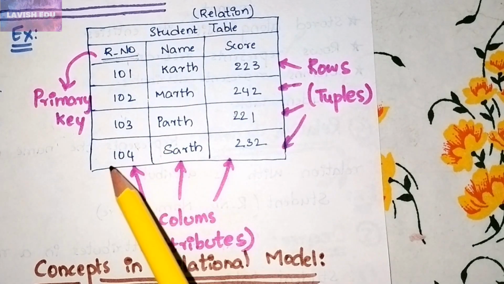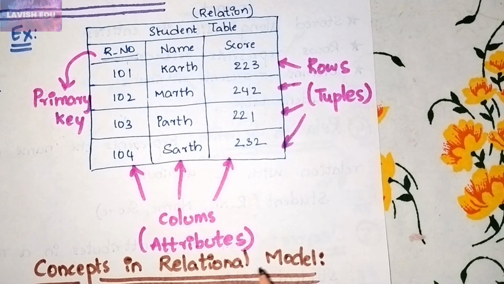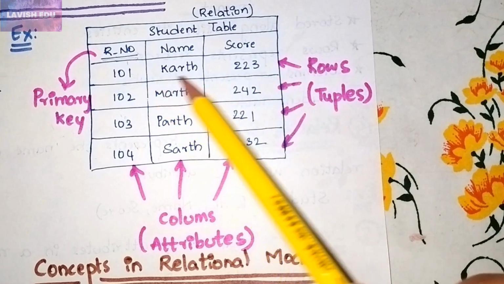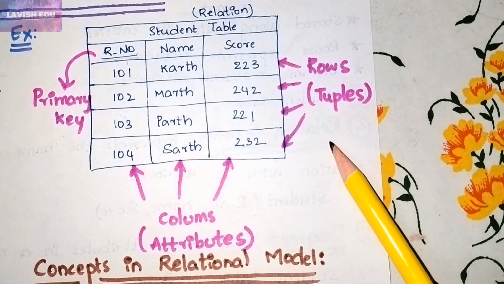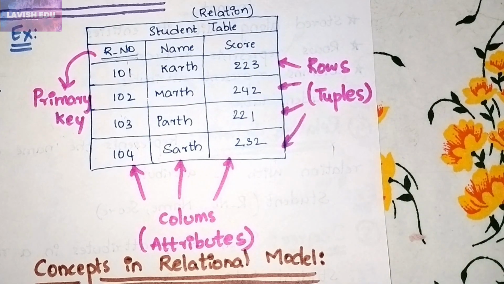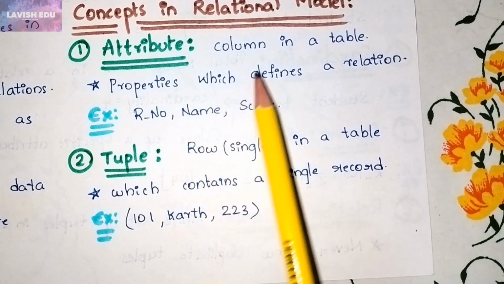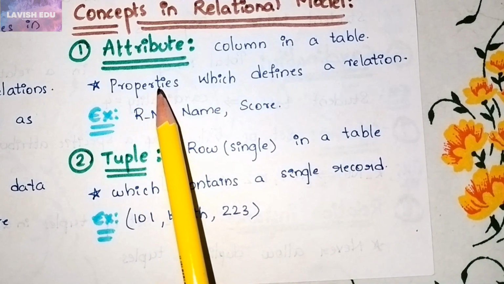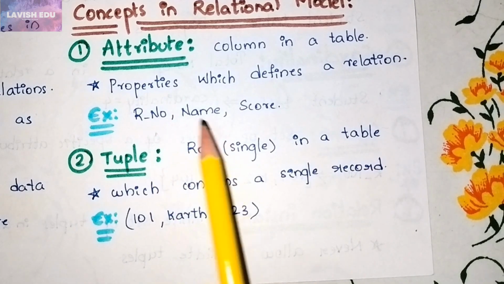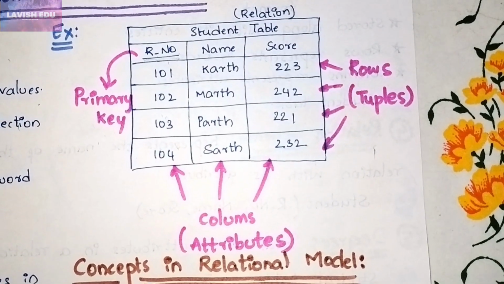And roll number, name and score are considered to be columns. Columns are termed as attributes in our relational model, and these rows are considered to be tuples in our relational model. What all this means, we will see in the further sessions. Now let's see some of the concepts of the relational model. Attribute: columns in a table, that is, properties which define a relation, that is roll number, name and score. These are the attributes in our above example.